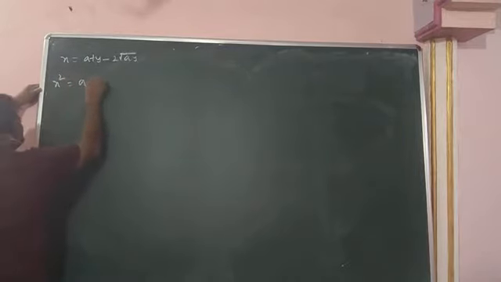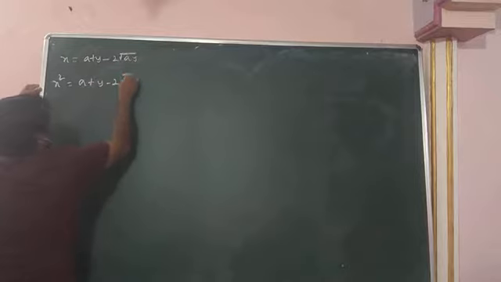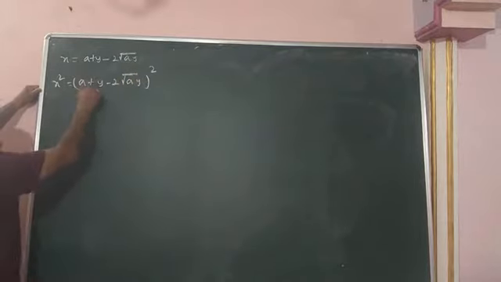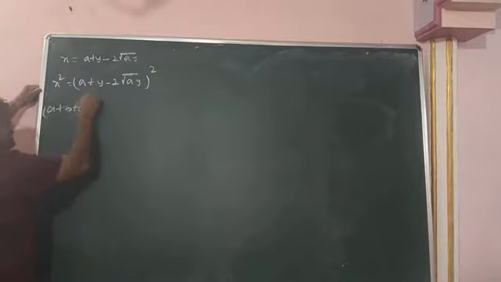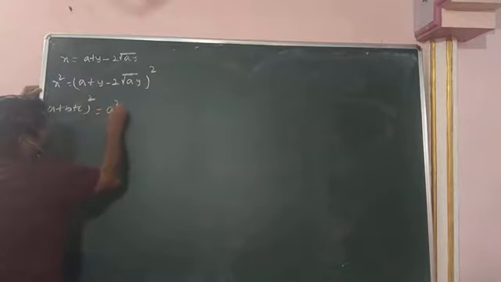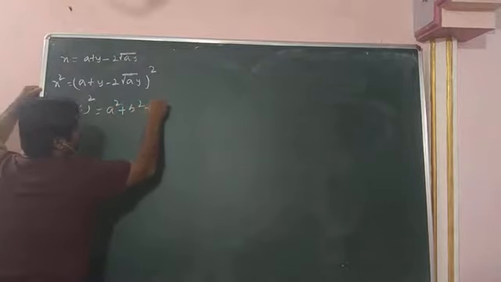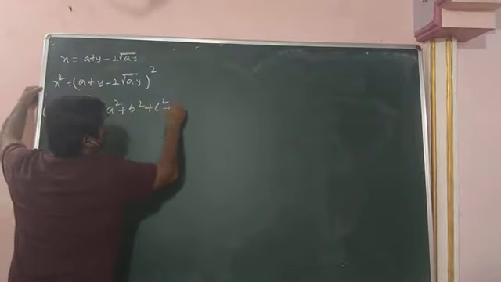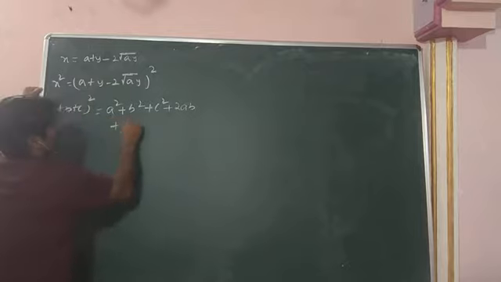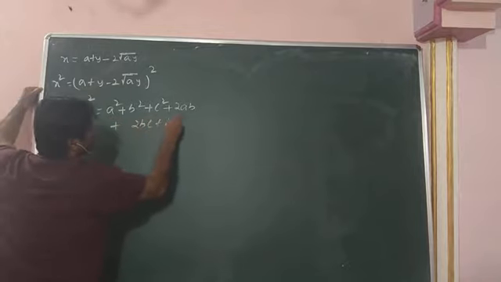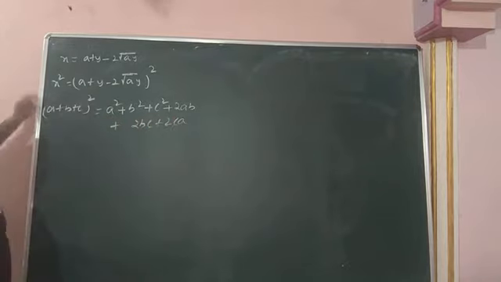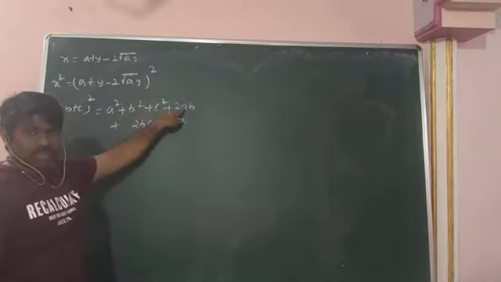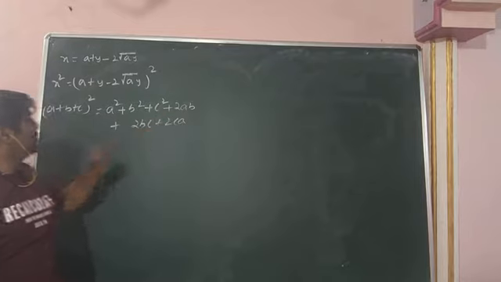This is nothing but (a plus y minus 2 root a y) whole square, and this one is (a plus b plus c) whole square. What is the formula? (a plus b plus c) whole square is equal to a square plus b square plus c square plus 2ab plus 2bc plus 2ca. This is the formula.